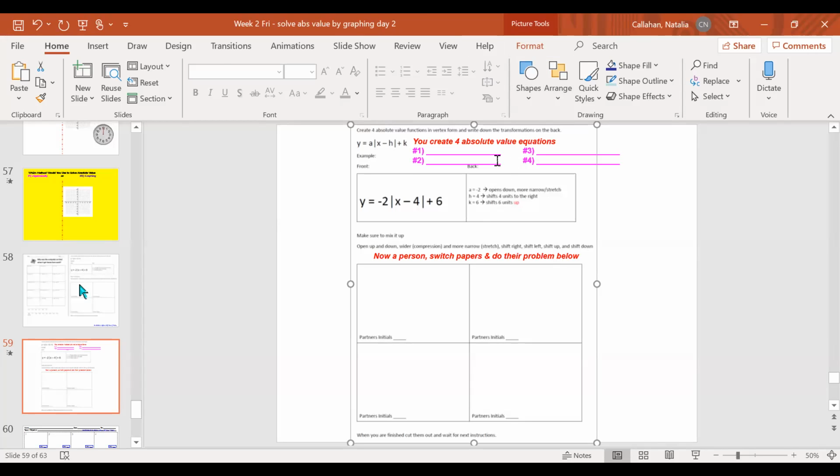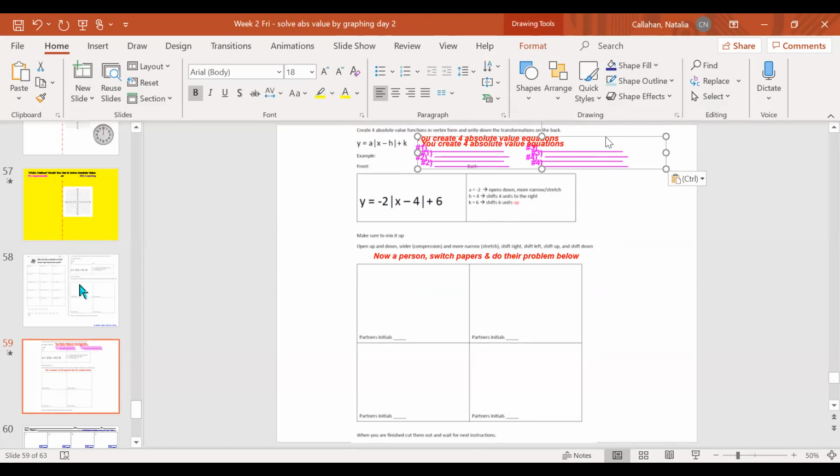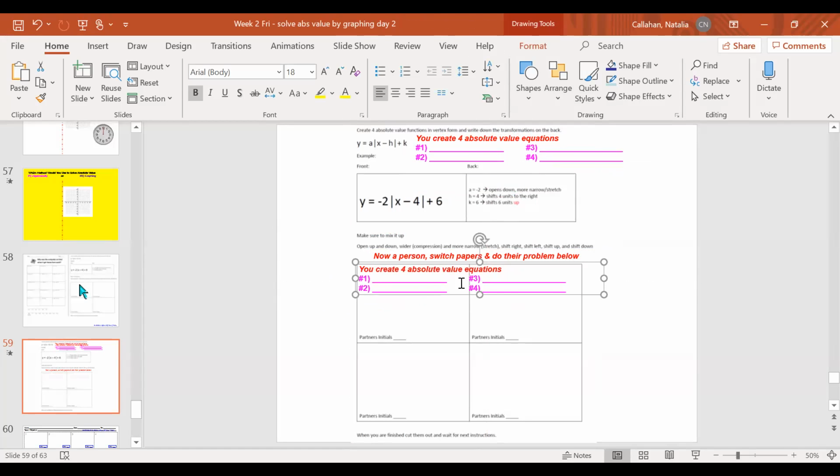And so you're going to create 4 absolute value equations. So just keep that in mind. The first thing you're going to do is create it right over here. So this is going to be your equation number 1. And you're just going to write down the equation. After you finish that, tell me what A is equal to, what H is equal to, and what K is equal to.